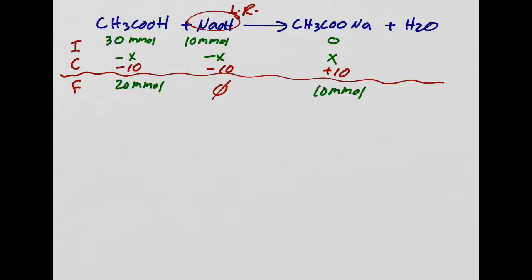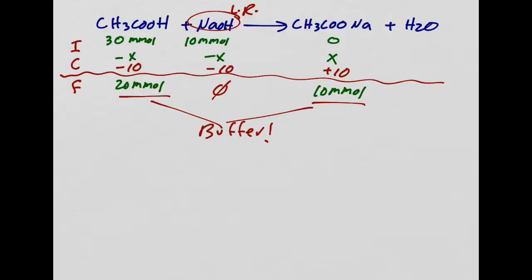Now, check this out. This is really, really cool. So I did an acid-base reaction. Sodium hydroxide was my limiting reagent. And I did this ICF table. What did I end up with? I ended up with acetic acid and sodium acetate. What kind of problem is this? This is a buffer problem. I ended up with a buffer problem, didn't I?